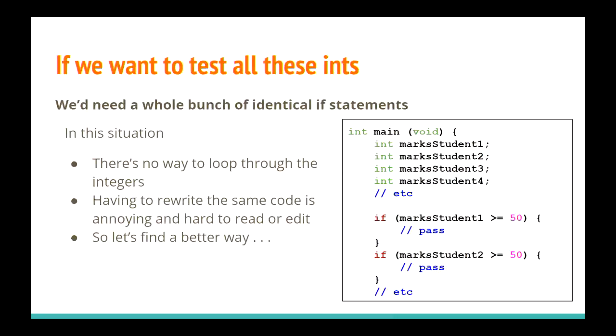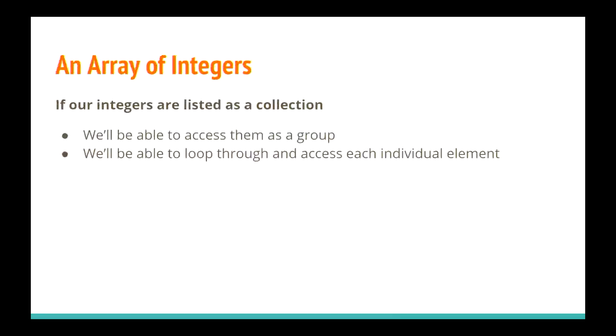So this is where arrays come in. So an array is a collection of integers. It's a series of integers that are all together in one group. And as a group, we can access them as if they're a single variable, but we can move through all the different integers and deal with them separately.